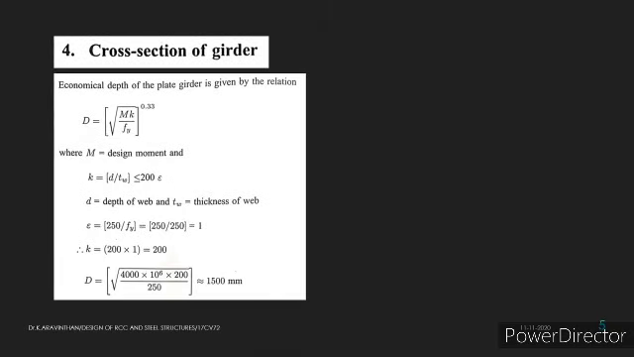For assuming a section, we have an economical depth formula or relation. This is the relation: D equals root of M k divided by fy, to the power of 0.33. If you follow this relation, we will be having an economical section. What is M here? It is the design moment, which we already arrived at, and the k factor, which will be d by t, less than or equal to 200 epsilon.